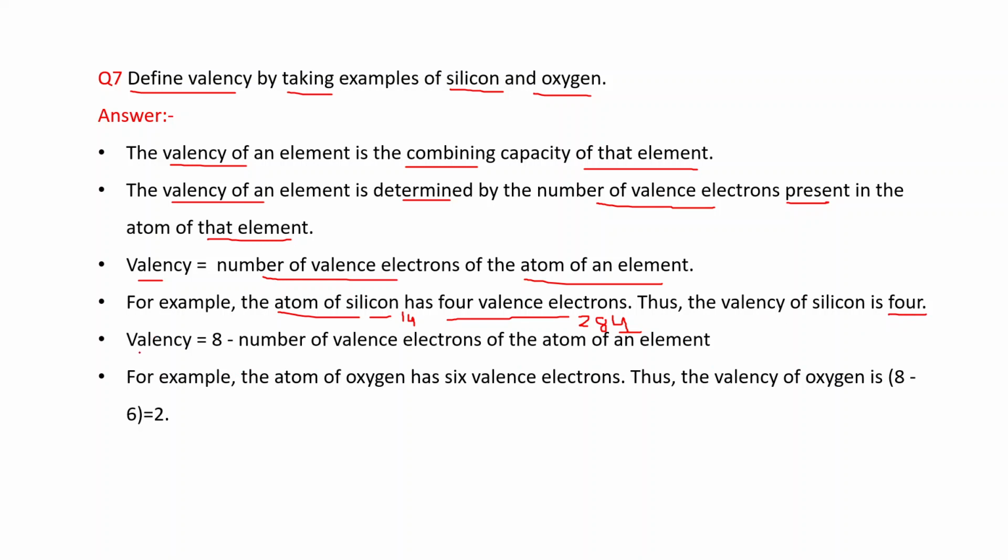Valency may also be determined as 8 minus the number of valence electrons of the atom of an element. For example, the atom of oxygen has 6 valence electrons. Actually, the atomic number of oxygen is 8 and its electronic configuration is 2, 6. That's why the valency of oxygen is 8 minus 6, which is equal to 2.